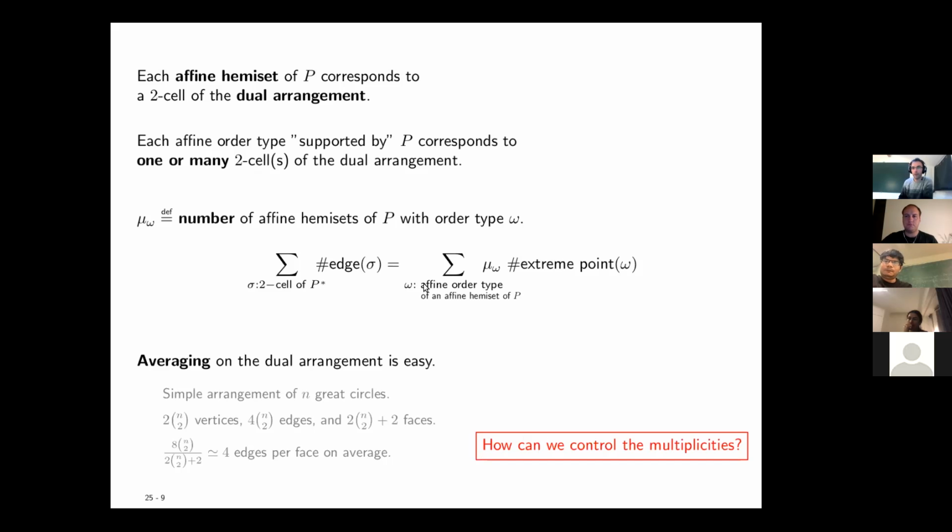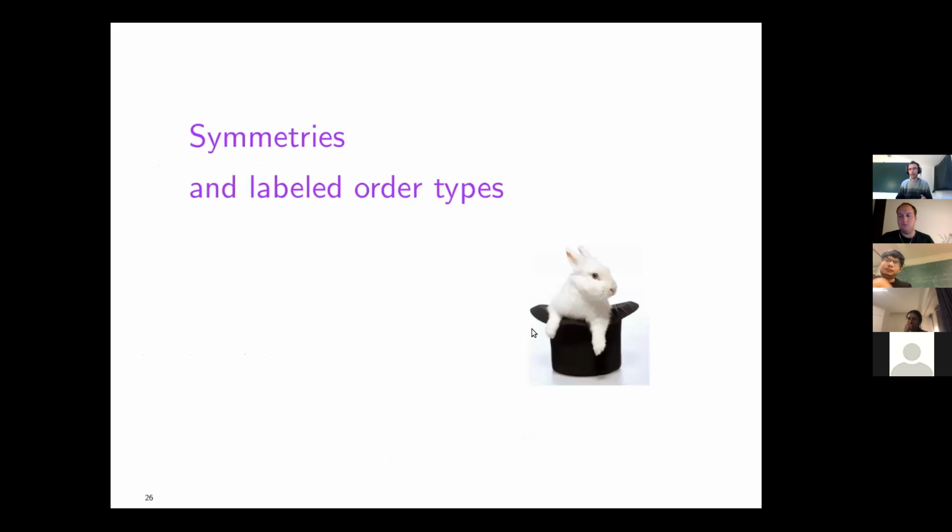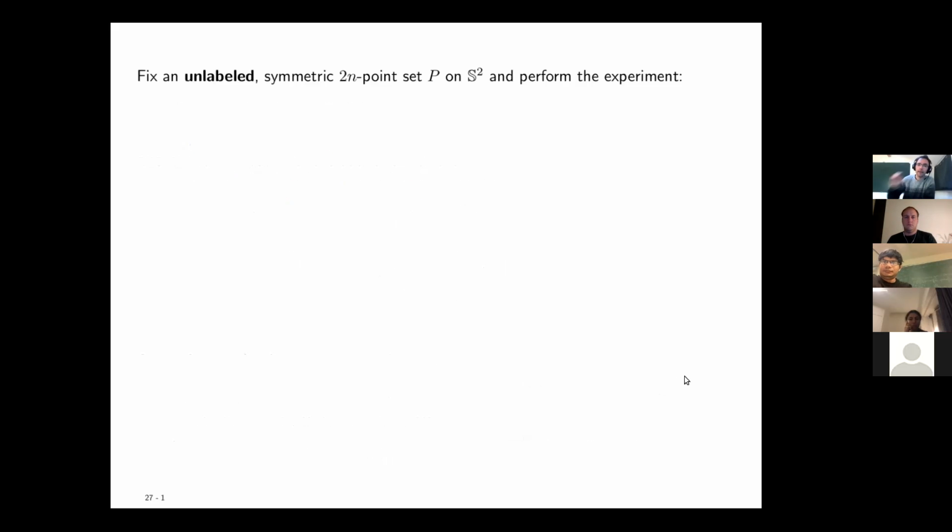So this is this value. Now we need to control the multiplicities. And we're going to do that in a very different way in the labeled case and in the unlabeled. So in the labeled case, there is some magic that happens. Some miracle occurs. Let us run this thought experiment. Let us fix some set of endpoints on the sphere and do two random generations, or actually just one, but okay. Let's sample an affine subset.